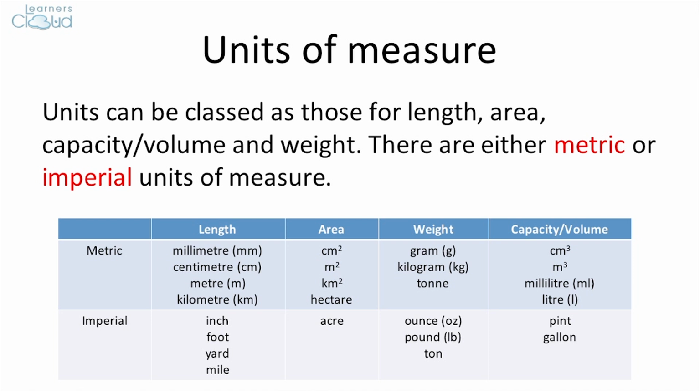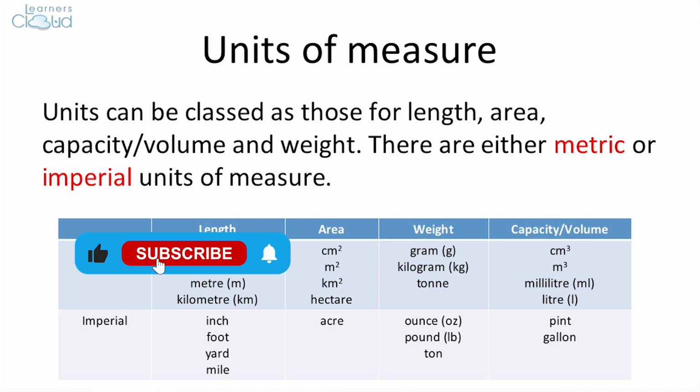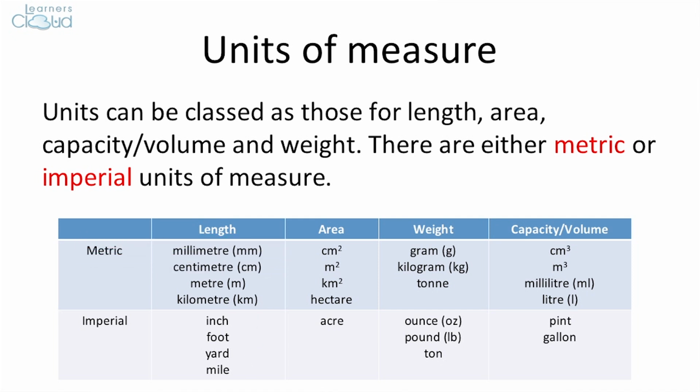So before we go any further, let's look at the difference between imperial and metric units. Units can be classed as those for length, area, capacity and volume, and weight. Now these are either metric or imperial units of measure. If we look at our metric units of measure, for length we have millimetres, centimetres, metres and kilometres.